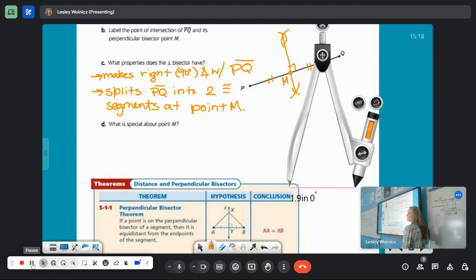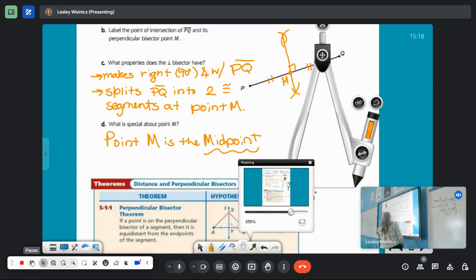If you had to guess, what would you call point M if you were to give it a special name? If it's in the middle and it's a point? Origin. If you were in charge of naming it, if it's in the middle and it's a point. Yeah. No. Yeah, it's the midpoint. Point M is the midpoint. Okay, more on that later. Okay.